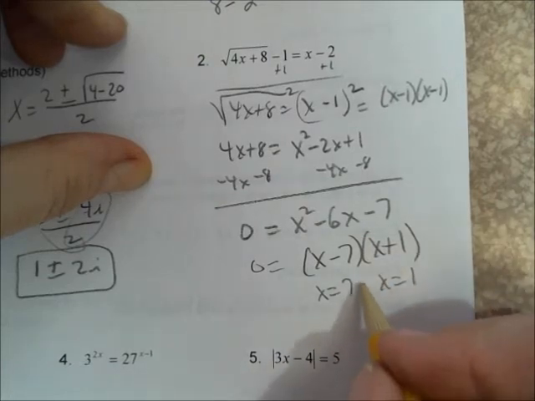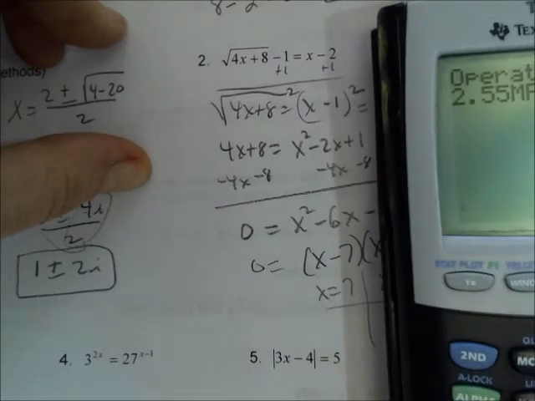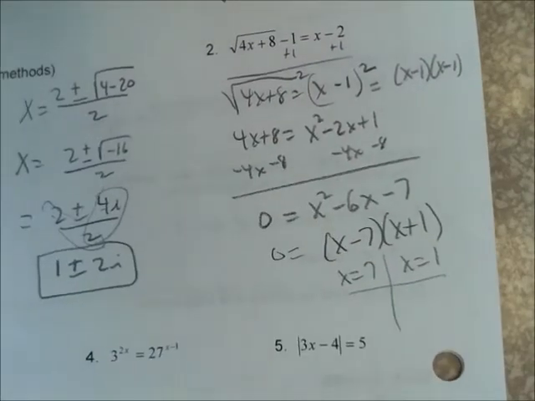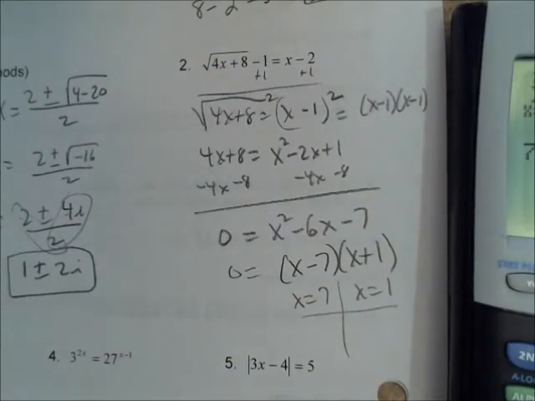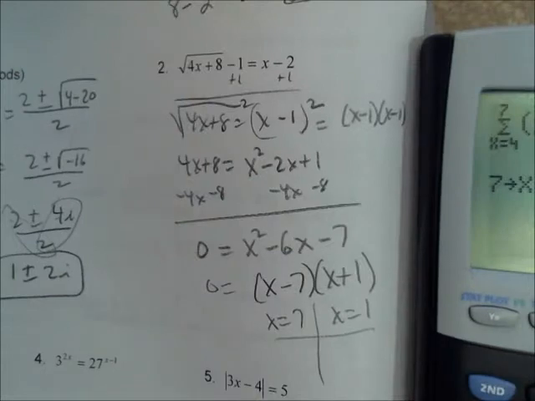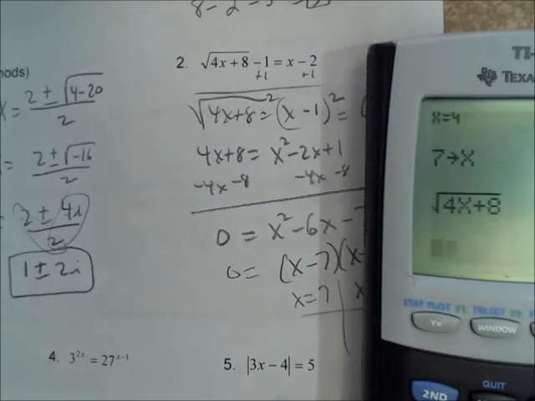And now I'm going to check to make sure that they work. I think I'll just use my calculator. Oops, that calculator doesn't work. I'm going to have 7 stored in for x. And I'm going to see if the square root of 4x plus 8 is equal to x minus 2. And it doesn't seem like it works.